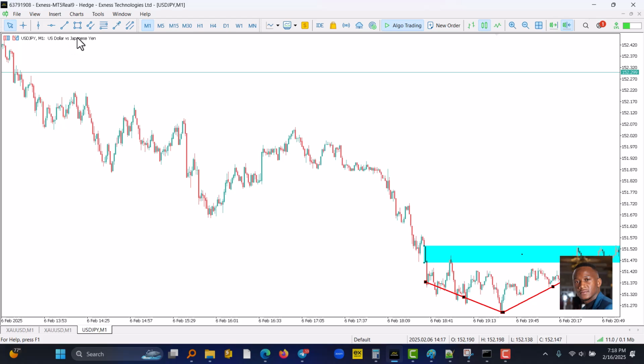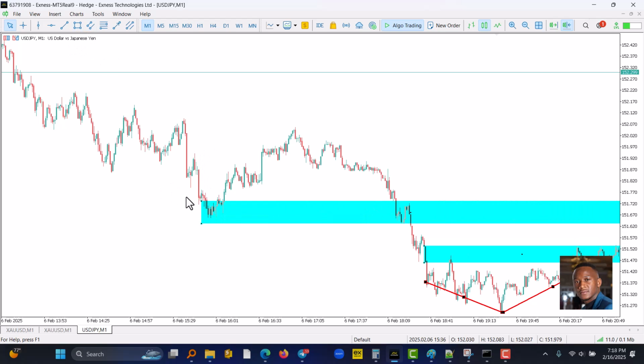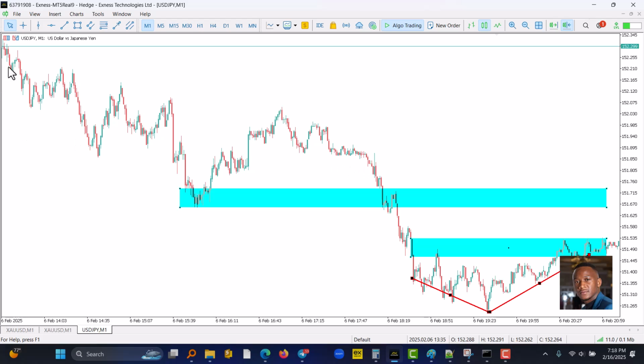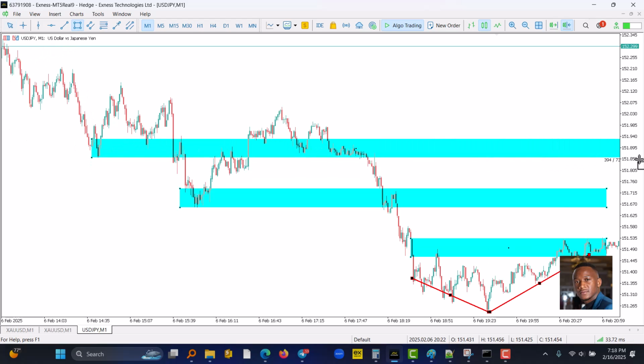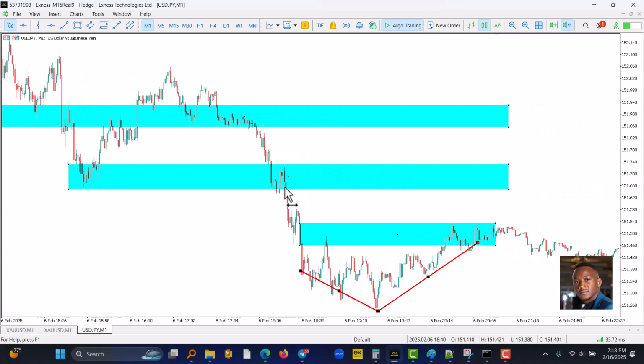Okay, so what's the next? An inverse base right here. Inverse base. So we're gonna enter the market right there, and let's see if we got another inverse base. We got another one right there, just in case this one doesn't hold for sales. Okay, so let's move.